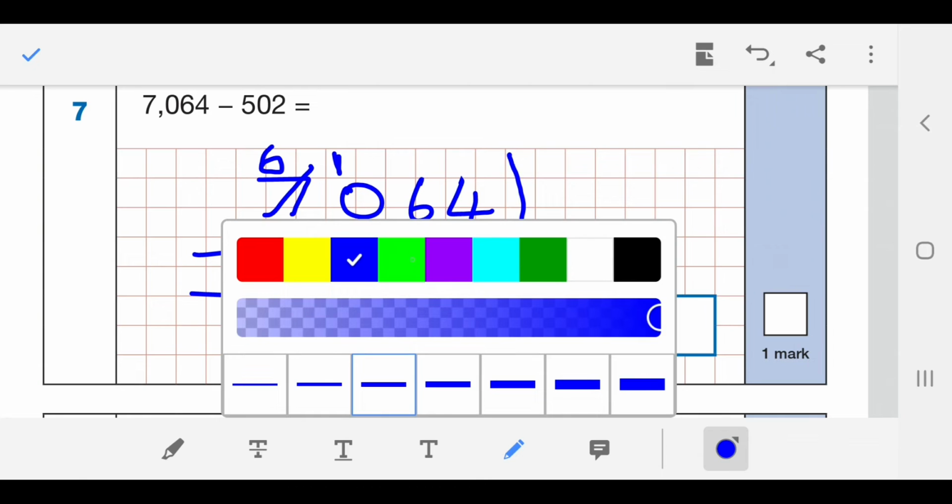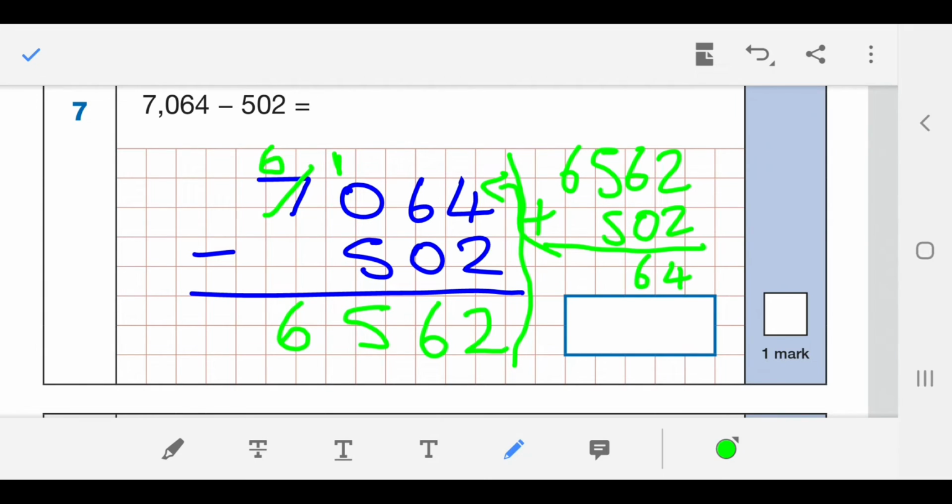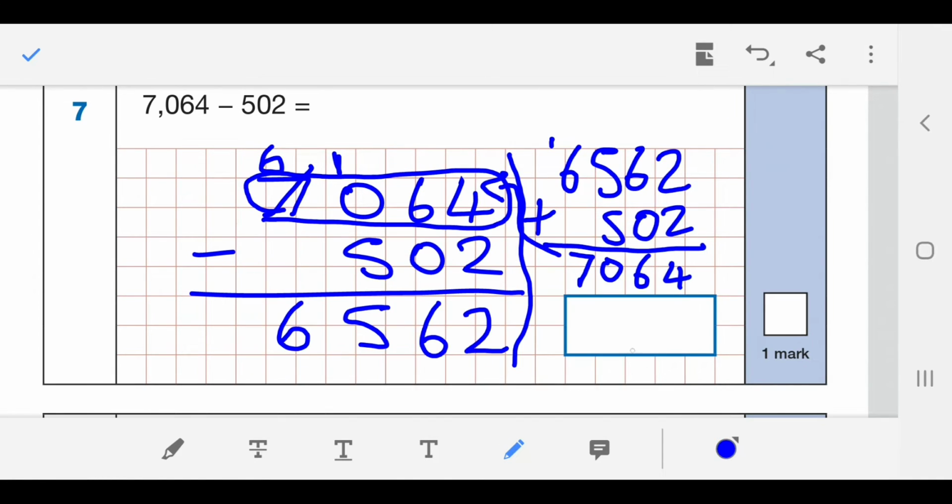Now if you want to check your answer, make sure it's correct, you could actually do the inverse operation. So if we're doing the inverse operation, I'm going to do 6,562 plus 502 should give me the original answer that I started off with. Let's test it if it works. 2 plus 2 is 4, 6 plus 0 is 6, 5 plus 5 is 10, add the 1 to there, carry the 0 there, so 6 plus 1 is 7,064, and that was the answer I had there. So the final answer is 7,064.